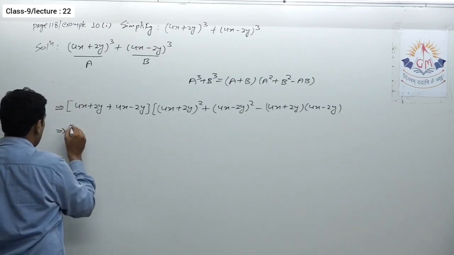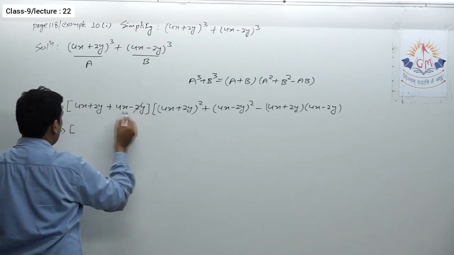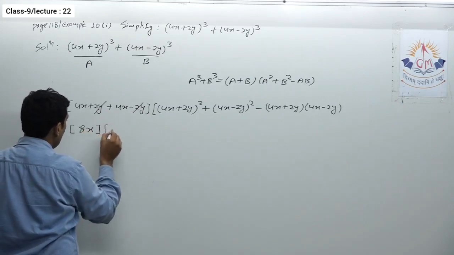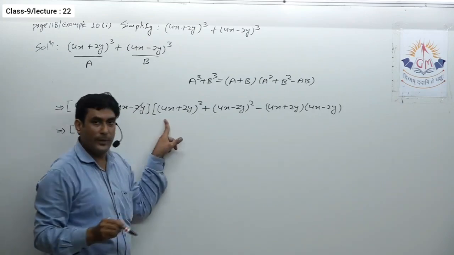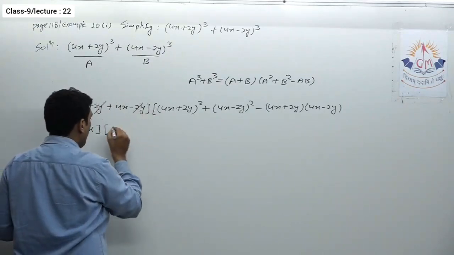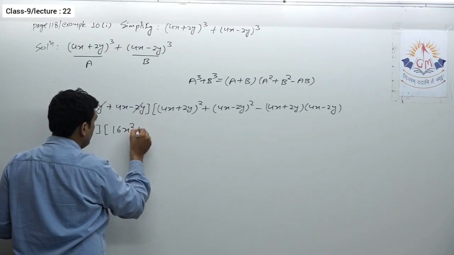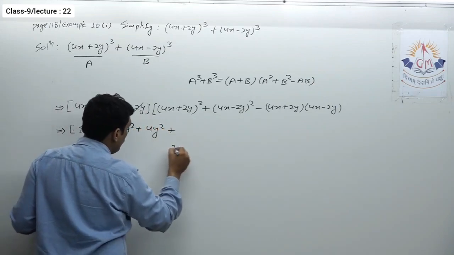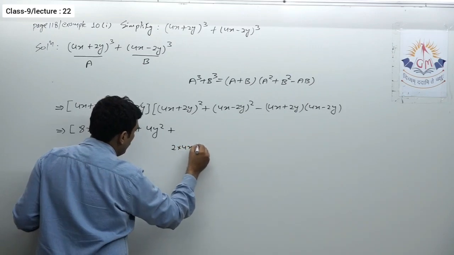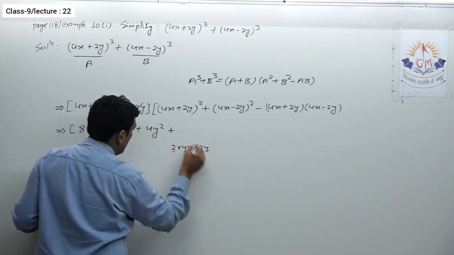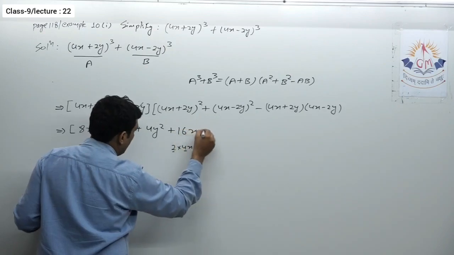So this gives you over here, see, minus 2y plus 2y cancel, so here I do get 8x. Now here I have to apply the identity of a plus b whole square. So a square, that is 16x square, b square, that is 4y square, plus 2ab, that is 2 into 4x into 2y. So 4 into 2 into 2, 16xy.